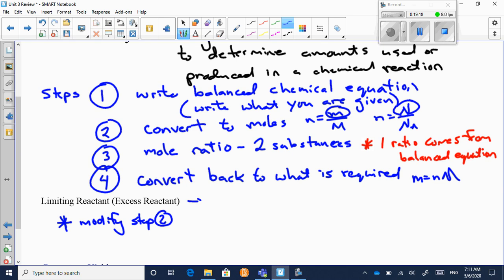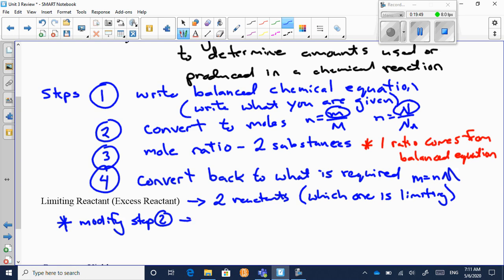Because for a limiting reactant, you're given 2 reactants, and you've got to figure out which one is going to run out. So which one is limiting? Because that's the one you're concerned about. In order to predict how much will be produced, you need to know which one is going to run out. And the way you do that is, first of all, you still do step 2 as normal.